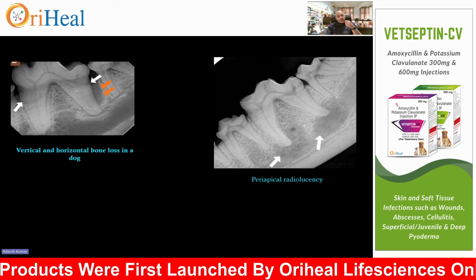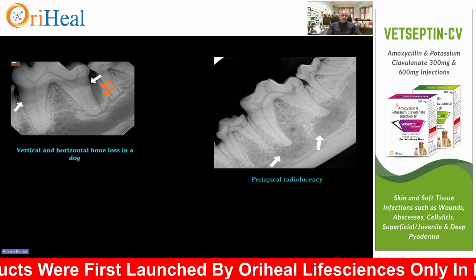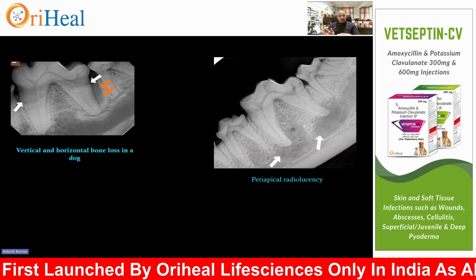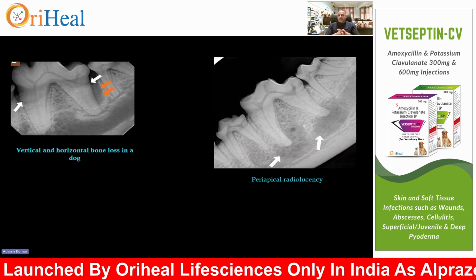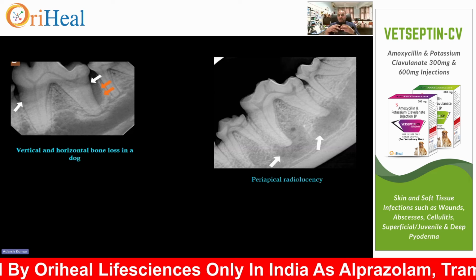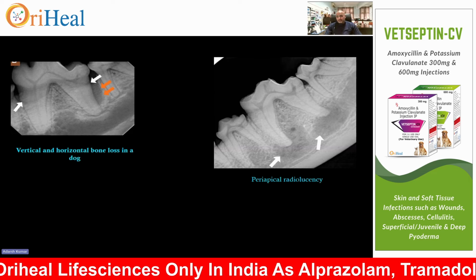So mobility will start from grade 1, grade 2, grade 3, and grade 4. And eventually the tooth has to be taken out because then it becomes painful and the animal doesn't like to chew or eat the food. It will throw the food out.